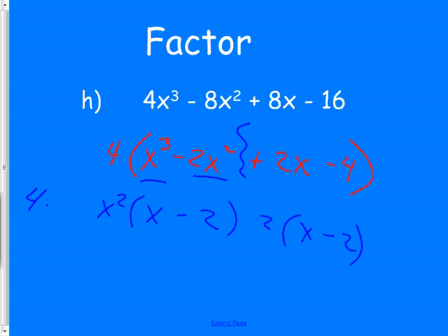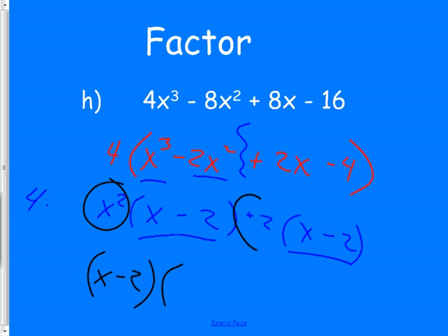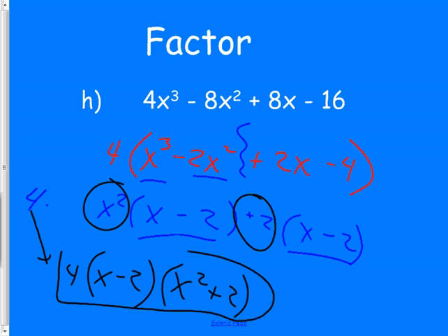Technically, that is a positive 2, so I might as well just put a plus there. And then the x minus 2's are in common. They come out to the front. And when they come out, what's left is this and that, x squared plus 2. And then don't forget the 4 that we had factored out at the very beginning. It's right there. It's really easy to forget that.